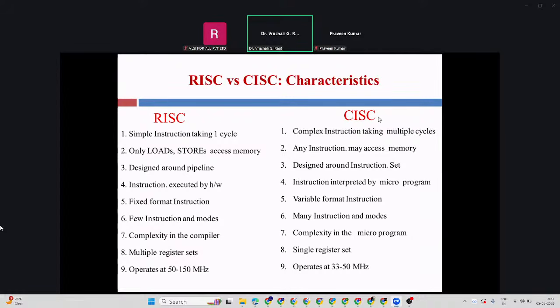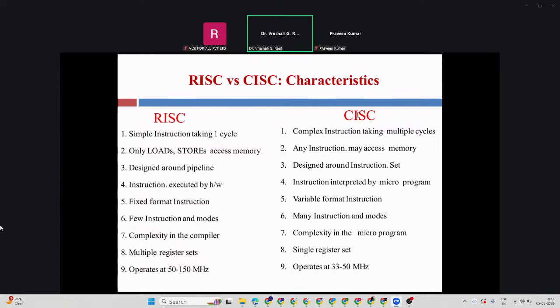In reduced instruction, whereas complex instruction takes multiple cycles. That is the main difference. Then in RISC, only load and store access memory. By what two instructions are we accessing the memory? When we are loading from the memory and when we are storing in the memory. At that time only we are accessing the memory using these two instructions.